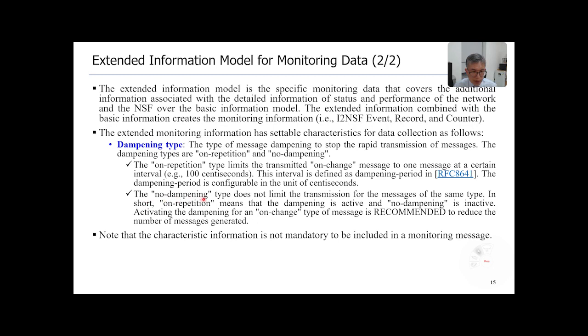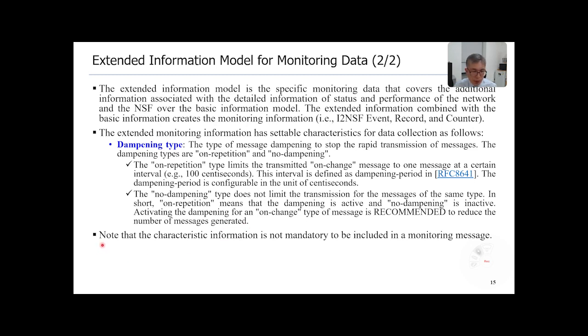The no dampening type does not limit the transmission for messages of the same type. In short, on repetition means that the dampening is active and no dampening is inactive. So activating the dampening for on-change type of message is recommended to reduce the number of messages generated, to avoid overload in handling monitoring data.